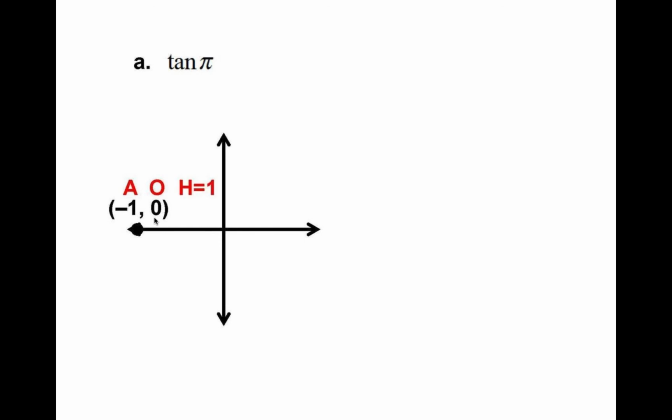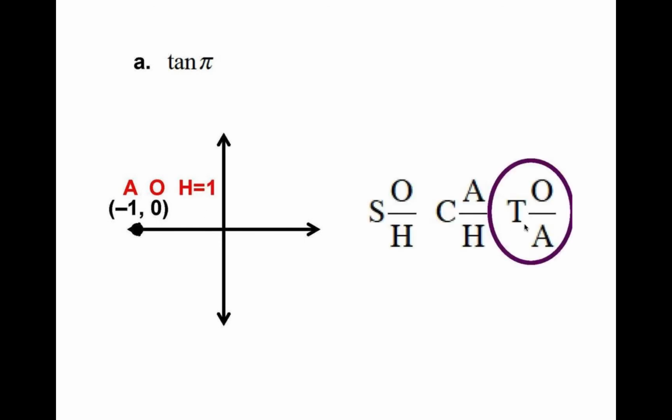So we're supposed to find the tangent of pi. So it's half a pi, 1 pi. We are over here. Notice it's going left 1, so that's -1, 0, with a hypotenuse of 1. Our tangent ratio is TOA, O over A. So O is 0 divided by -1. 0 divided by -1 is 0. Remember, it's okay for the 0 to be on top. It's just not okay to have the 0 on the bottom. You can't divide by 0.